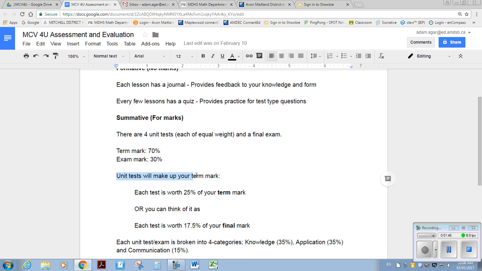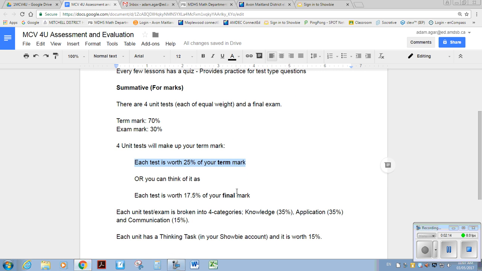Unit tests. So like I said before, there are 4 unit tests. Each test is worth, think of it as a quarter of your term mark, okay? Or you can think of it as, since your term mark is 70%, 70% of 25 is 17.5. So you can think of it as every unit test is worth a little less than 20% of your final mark. But think of it this way, each test is a quarter. There's 4 unit tests, it's worth a quarter.